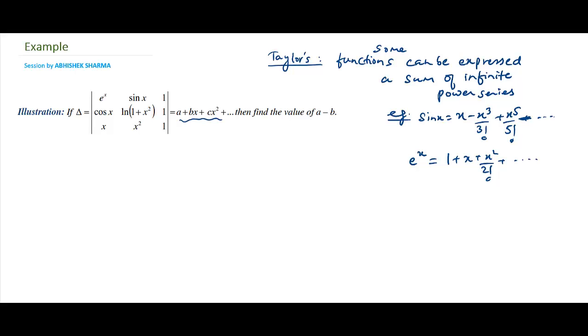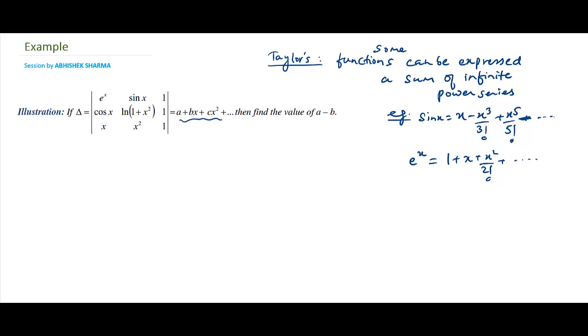If I expand e to the power x, sin x, cos x, ln(1 plus x) using power series, then this entire determinant becomes algebraic. It will contain only the terms involving x square, x cube, x to the power 4, etc. So the question is, if this determinant is expressed in a power series of the form a plus bx plus cx square plus so on, then what is the value of a minus b?